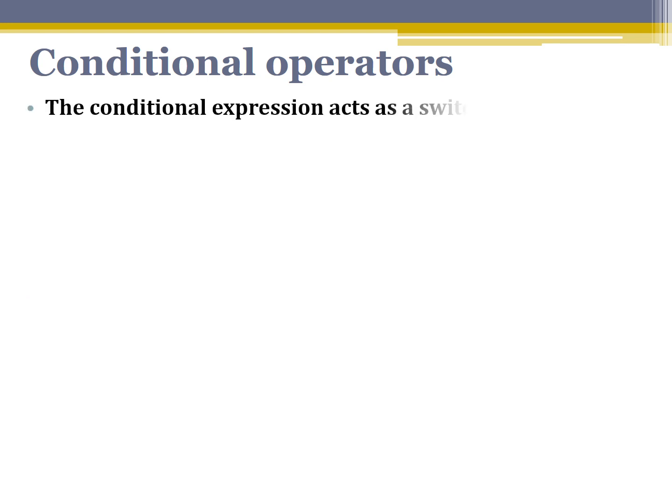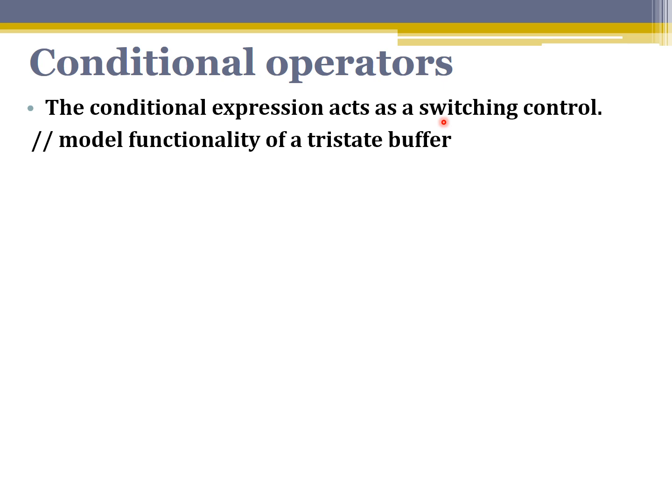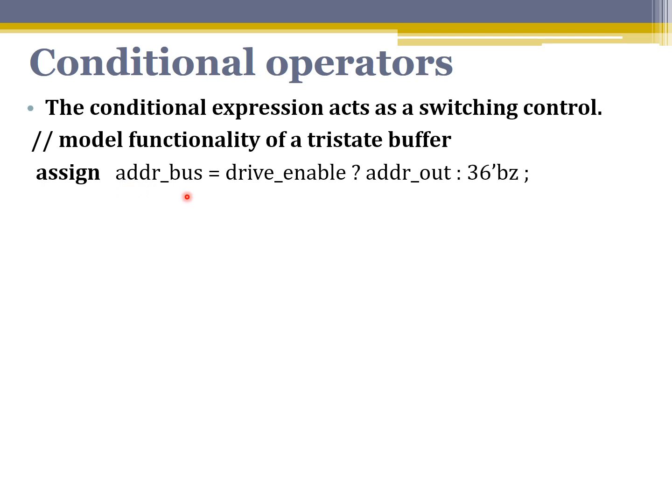Let's see an example. The conditional expression basically acts like a switching control. Let's try to model the functionality of a tri-state buffer. We have assign address bus is equal to drive enable question mark address out colon 36-bit binary high impedance state. Here the conditional expression is drive enable. Drive enable is checked. If drive enable is 0, then the value assigned to address bus is the 36-bit binary high impedance state. If the drive enable is 1, then address out is assigned to address bus.